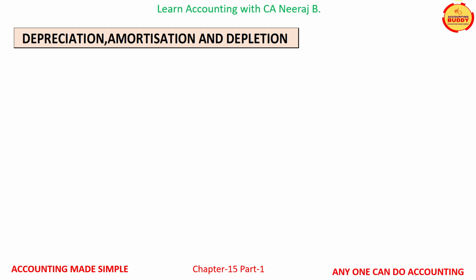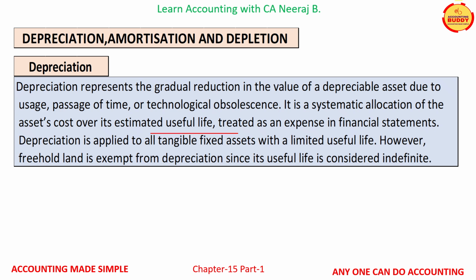Let us understand the terms depreciation, amortization and depletion. First, depreciation. It represents the gradual reduction in the value of the depreciable assets due to usage, passage of time or technological obsolescence. It is a systematic allocation of the asset's cost over its estimated useful life, treated as an expense in the financial statements.